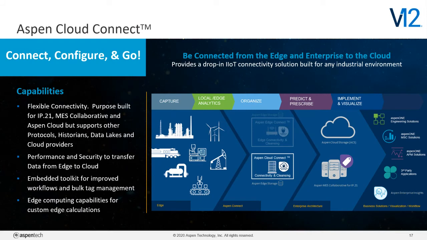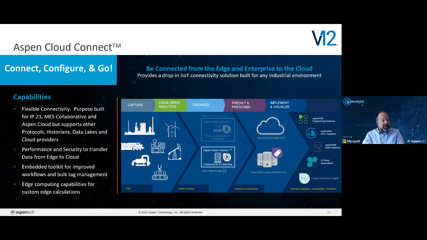So Cloud Connect is that new fit-for-purpose IP21 MES collaborative Aspen Cloud connector, but it also maintains all of the connectivity to legacy sources as well as third-party sources. Again, so we can focus on business solutions. And our V12 is our most performant release yet when we start talking about throughput. We've now introduced a new encrypted secure transfer from the edge to the cloud to get data into our MES collaborative, fully encrypted. And that really, again, is all about driving user confidence.